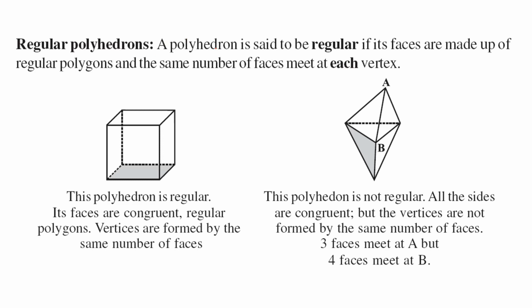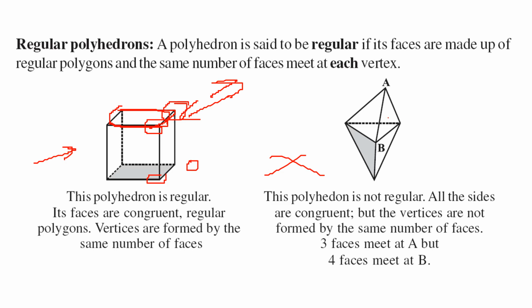Regular polyhedrons. Polyhedrons are said to be regular if the faces are made up of regular polygons, that is, all the sides are equal, all the angles are equal, and the same number of faces meet at each vertex. Each vertex should have the same number of faces. So this is a regular polyhedron. The faces are all the same, that is congruent regular polygons, and vertices are formed by the same number of faces. This is not a regular polyhedron.